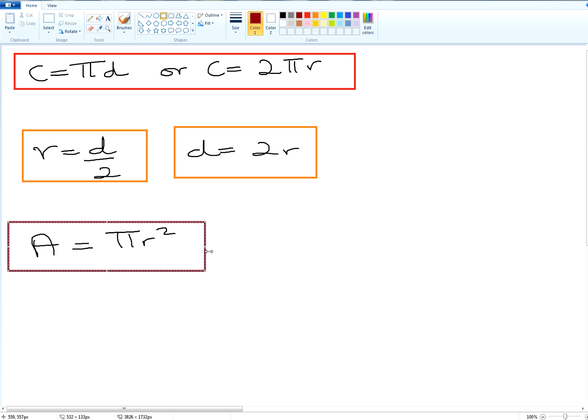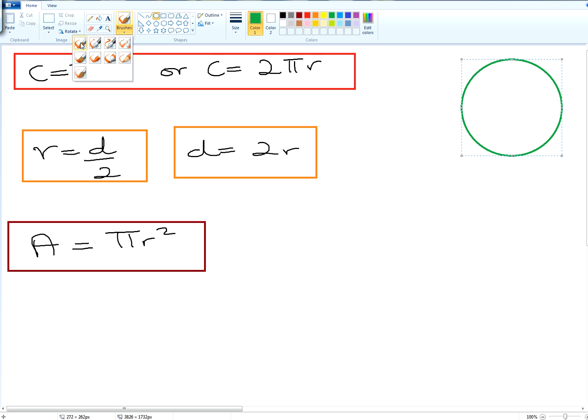Now, what we need to do is start looking at some questions involving these. So let's get started without any further delay. Let's get a circle for ourselves. Okay, let's get a green circle. So let's have a circle. Now, in this particular circle, we are told the radius is equal to 11 meters.